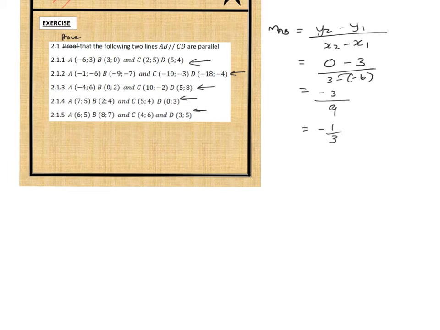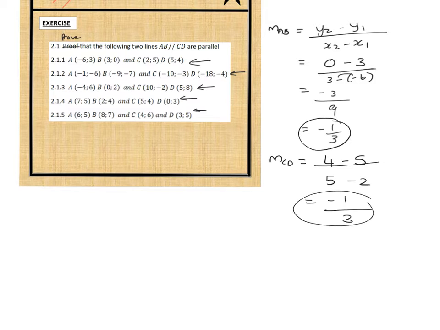And then your CD, so the gradient of CD is going to be the same process. You're going to have 4 minus 5 over 5 minus 2, which is -1 over 3. So therefore you've got your two same gradients. So now you can conclude. Therefore, the M of AB equals the M of CD. Therefore, AB is parallel to CD.